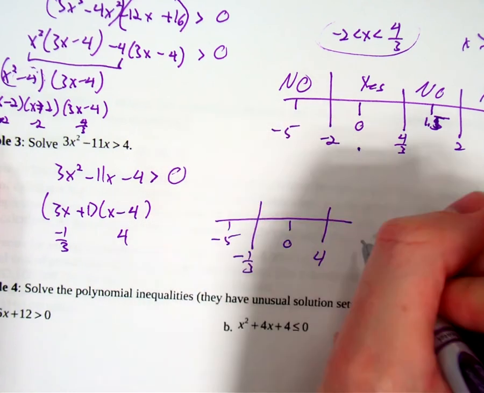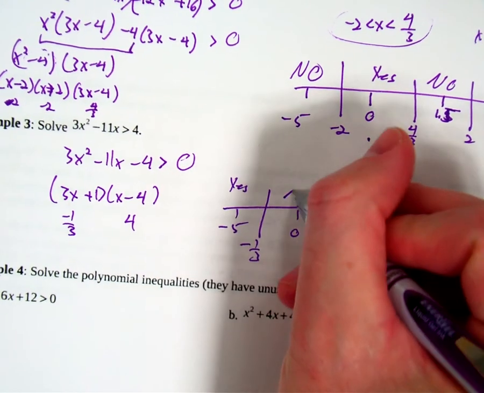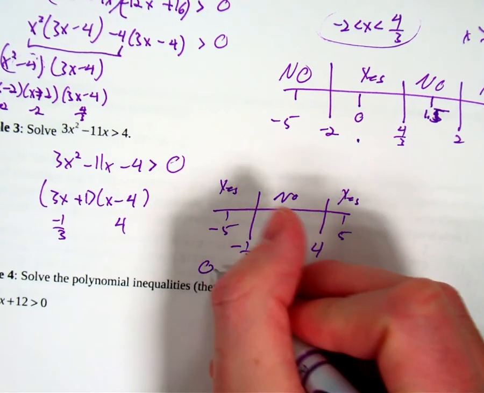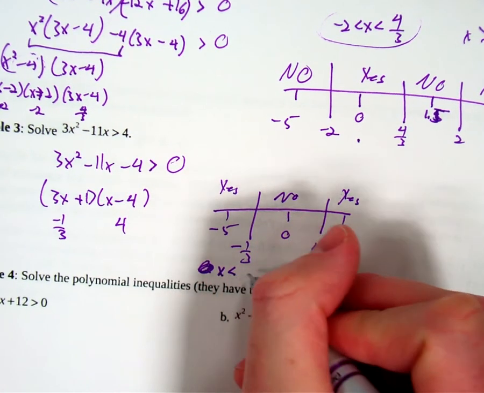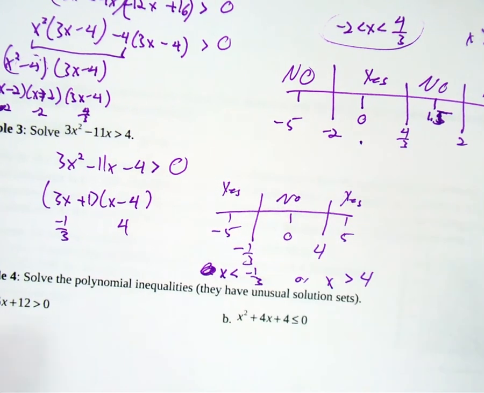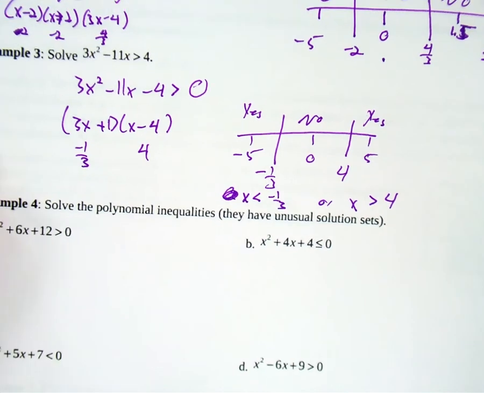0, -5, 5. All right, you can go through and do the test intervals there. We should be getting yes, no, yes. So we are outsides. We are x is less than -1/3, or x's are greater than 4. All right, just some weird ones here, guys. Some weird answers. They all have unusual solution sets.